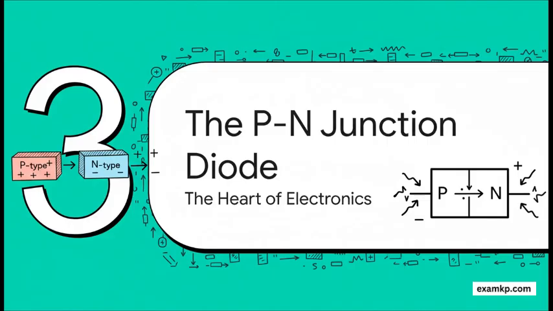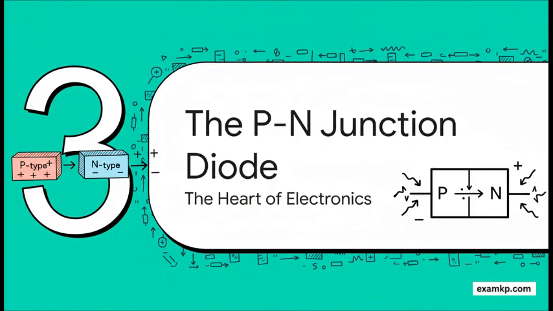Right, now this is where the real magic happens. What if we take a piece of p-type semiconductor and join it to a piece of n-type semiconductor? Well, when we do that, we create one of the most important electronic components ever, the p-n junction diode. This is where all the theory we've been talking about becomes a real practical device that you absolutely need to know for your exams.